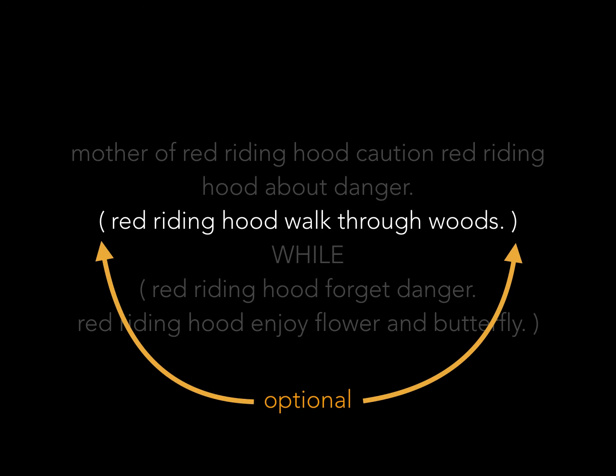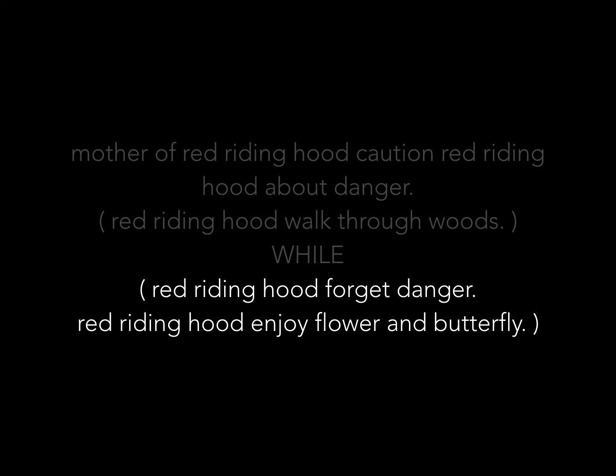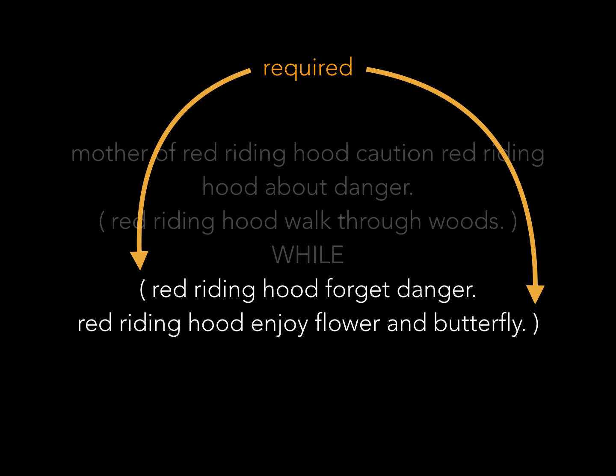If, however, two sentences or blocks of sentences are connected using the while keyword, then those sentences or blocks are understood to happen in parallel. Thus, the walking takes place in parallel to the forgetting and enjoying. Note that blocks are denoted by parentheses. In this case, the parentheses around Red Riding Hood walked through woods are actually not necessary, since the while operator applies to the immediately previous and or following single sentence by default. Parentheses are, however, required when the while operator should apply to multiple sentences.